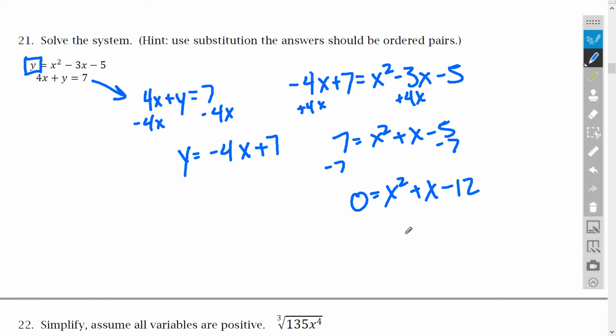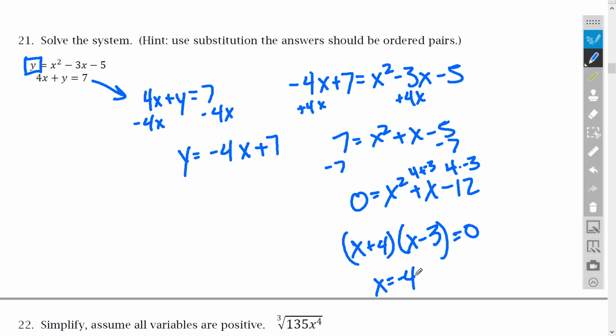And then I can solve this by factoring. Okay, so I can factor this because I got 4 times negative 3 and 4 plus negative 3 to make this. So this factors into x plus 4 and x minus 3. So I have two x coordinates here. The first x coordinate I have is negative 4 because that's a solution, and the other one I have is 3 because that's the solution. So there's actually going to be two solutions to this system.